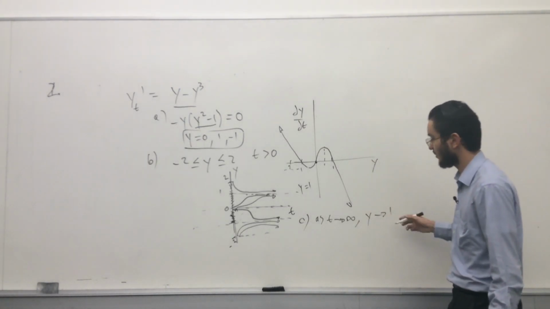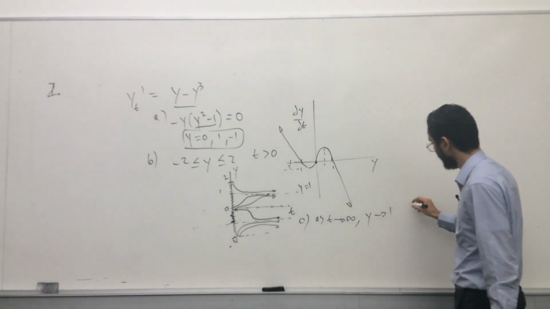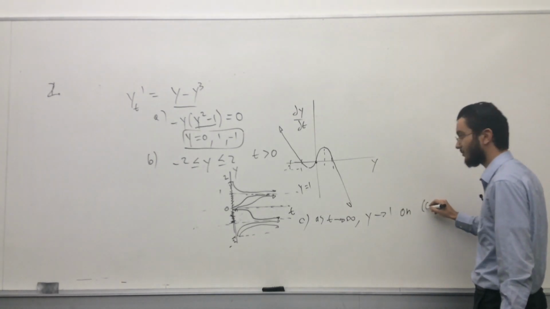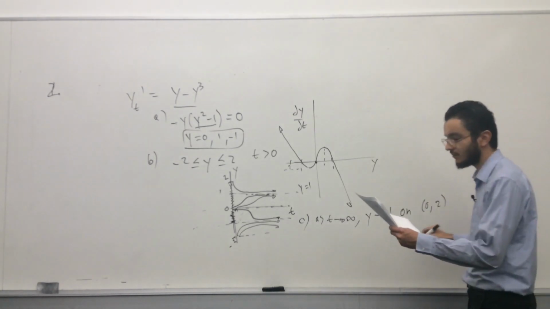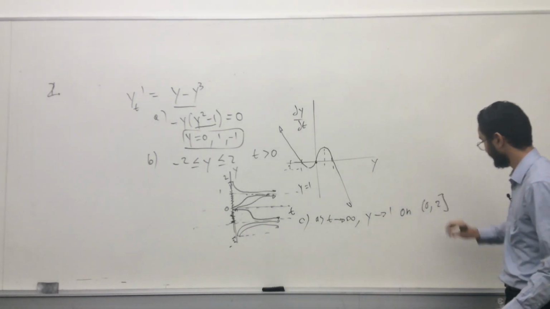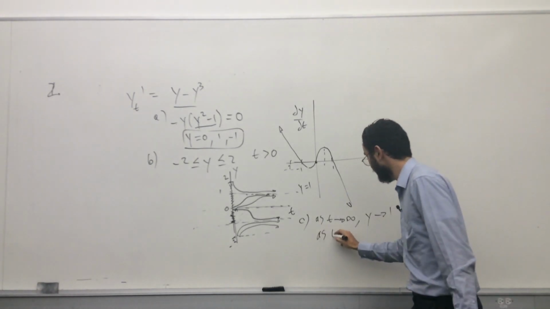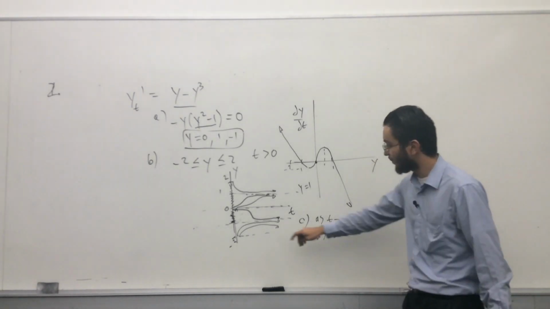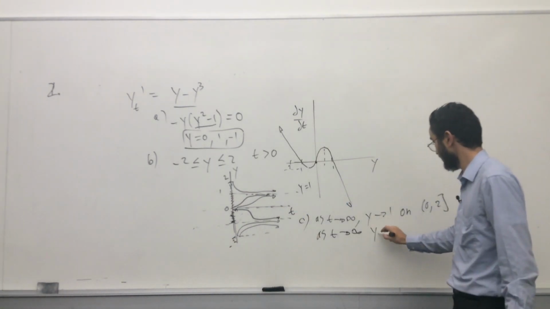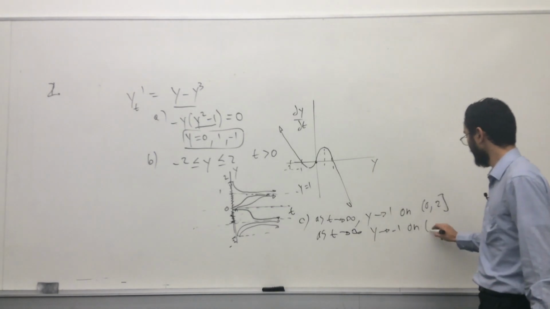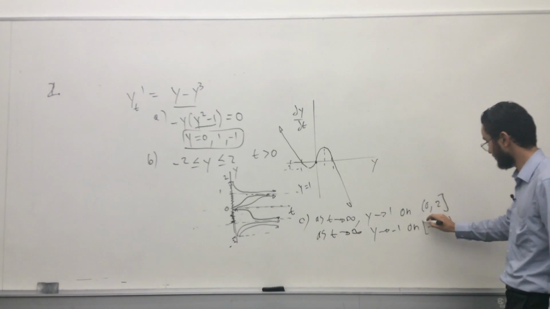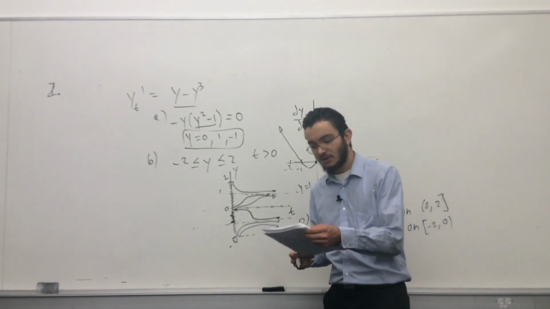And then you can say, this is going to be on the interval from 0 to 2, okay? Because that's the interval that we're including. And you could do a close bracket over here, okay? And then as t goes to infinity, from -2 to 0, we see that it approaches -1. So y goes to -1 on the interval from -2 to 0. And of course, 2 can be included since that's how it's stated in the problem. All right, so that's problem 2.